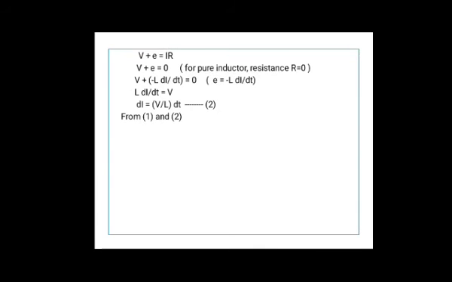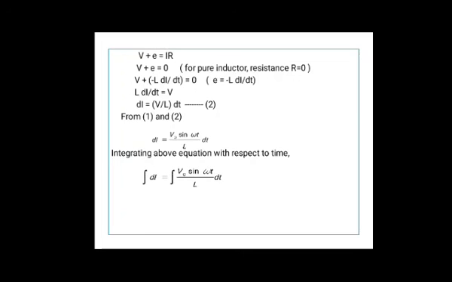From equation 1 and 2, what is equation 1? V is equal to V naught sin omega t. What is equation 2? di is equal to V by L into dt. Substitute the value of V, which is V naught sin omega t. So we get di is equal to V naught sin omega t divided by L into dt. We want to get the total current, so we have to integrate both sides. Integrating with respect to time, integration of di is equal to integration of V naught sin omega t divided by L into dt.